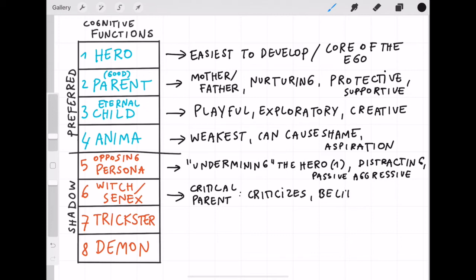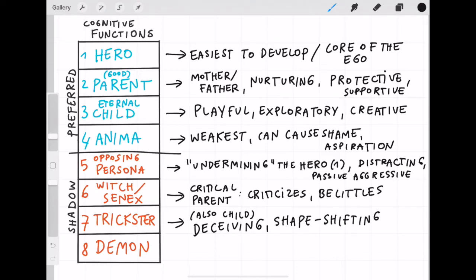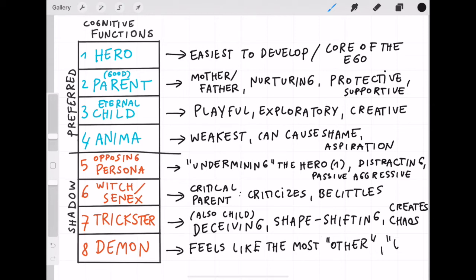Okay, let's start with the first function, which is also called the hero. It is the function that is most accessible and easy to use. In my case, for example, it's extroverted intuition, which is why I find it easy to come up with ideas. And then we have the second function, which is also kind of present in the personality. It is balancing the first function, whatever it is, in terms of extroversion and judgment. In a way, it feeds the first function. That is why it's often called a parent. If the first function is extroverted, the second function will be introverted, and if the first function is judging, the second one will be perceiving.